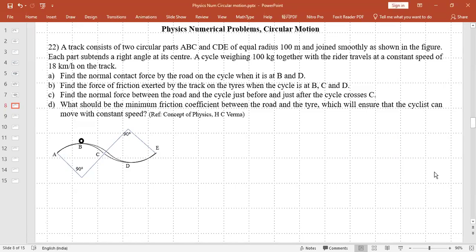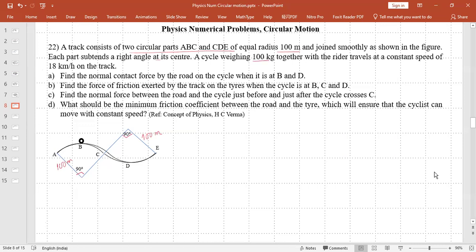Let's take problem number 22 of your textbook. It says the track consists of two circular parts ABC and CDE, of equal radius 100 meter. That means this is also 100 meter and this is also 100. Each part subtends a right angle. That means this is a right angle and this is also a right angle.